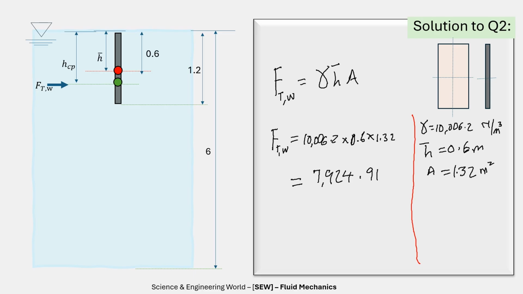The unit, we have gamma, which is specific weight, is Newton per meter cube, times H bar, which is meter, over 1, times area, which is meter squared, over 1. So here, meter times meter squared is meter cube. So we cancel all of that, and so we have Newton. So this figure is in Newton. Writing it in scientific notation, we then have that FTW is approximately equal to 8 kilonewton.